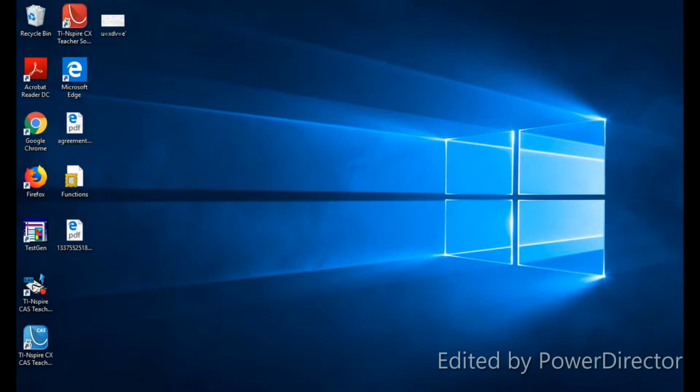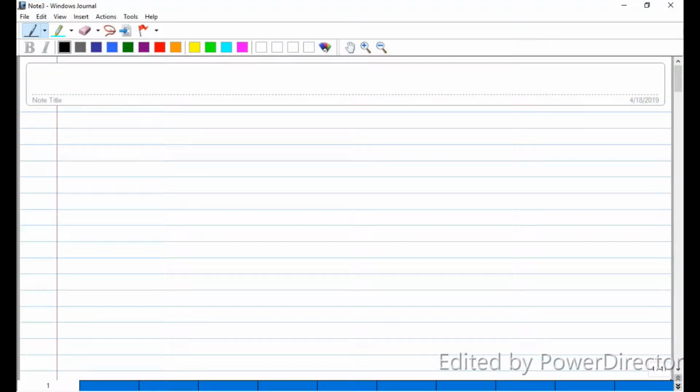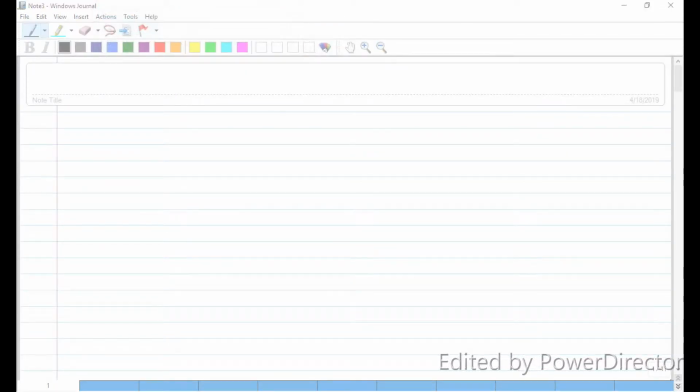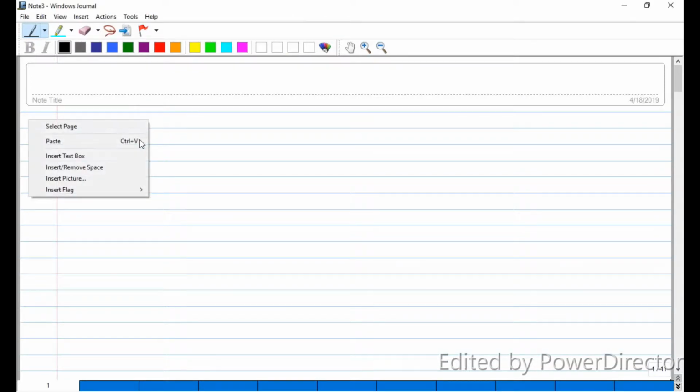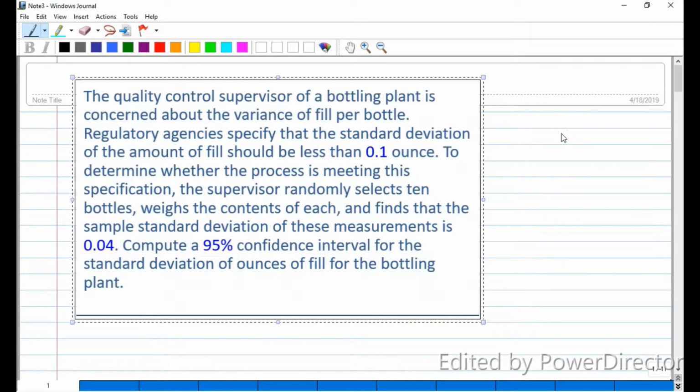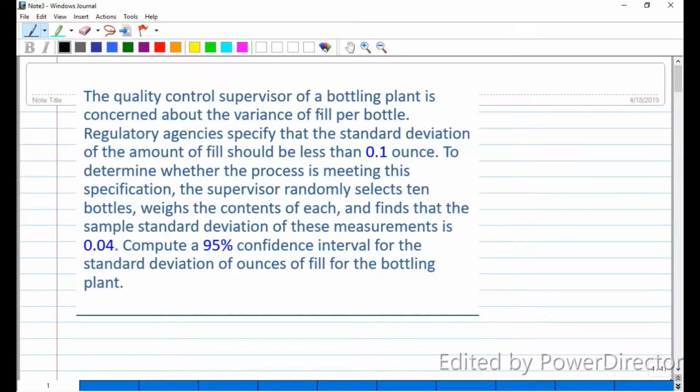All right. So let's look at the book. Let's look at the problem that comes from the book that's with your PowerPoint. This is one of the first PowerPoints. And you've probably already read through this. It says the quality control supervisor for a bottling plant is concerned about the variance of fill per bottle. Regulatory agencies specify that the standard deviation of the amount of fill should be less than 0.1 ounce. To determine whether the process is meeting this specification, the supervisor randomly selects 10 bottles.